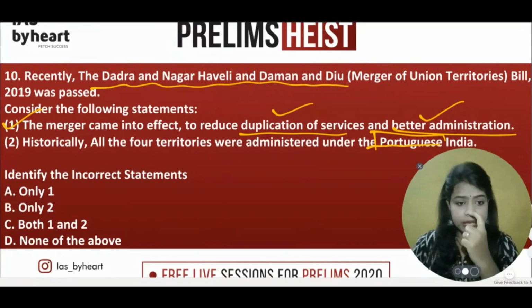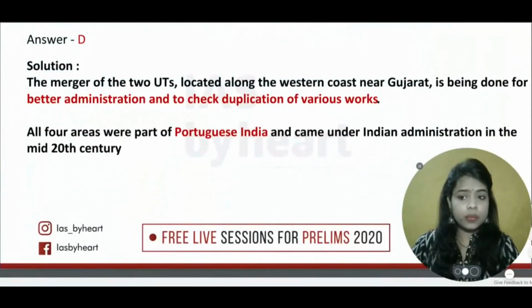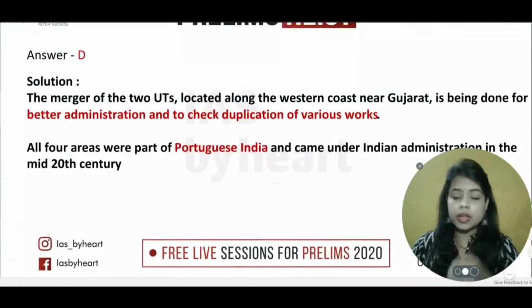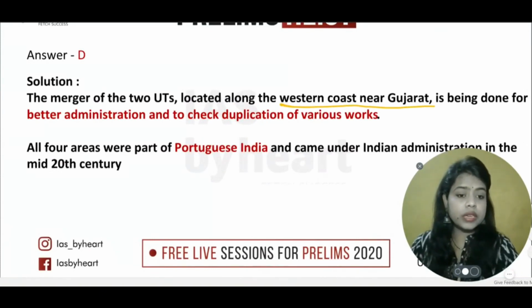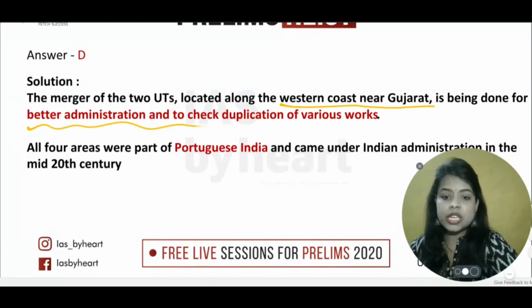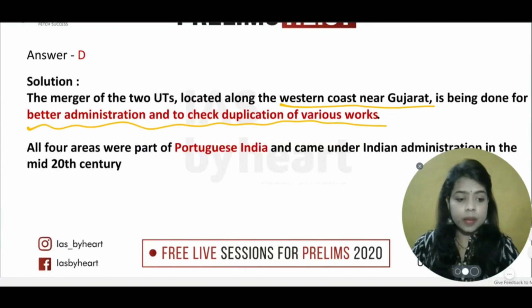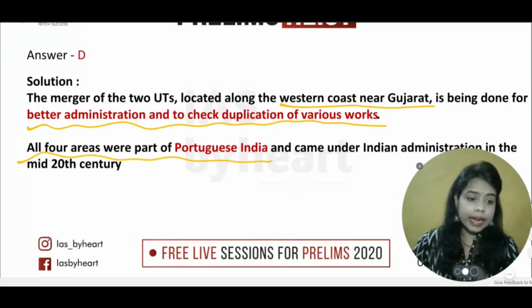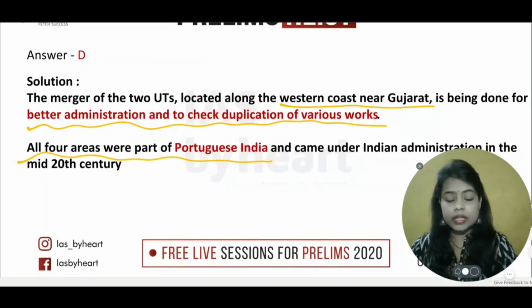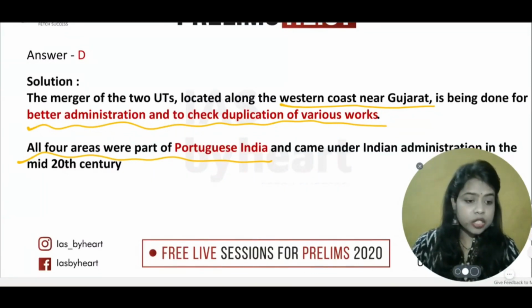So incorrect statements they are asking, and both are correct. So the answer will be D. None of them is incorrect. So the merger of the 2 union territories, which are on the west coast near Gujarat, has happened for better administration and to check the duplication of various work. The government has given these statements in the PTI, in the PIB, in many news items. Now all the 4 areas were part of Portuguese India. In the later part, after independence, we joined them into the Indian Union, and we are managing them as union territories. Now the merger bill is important.